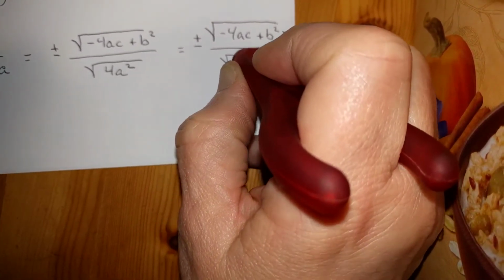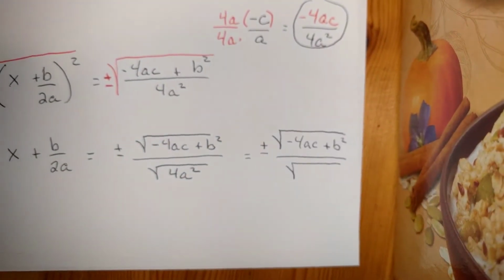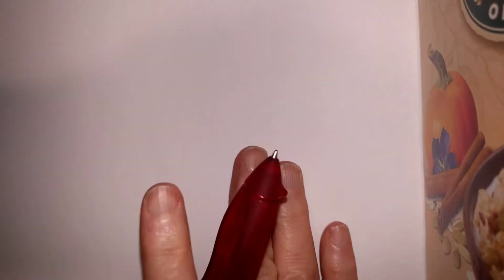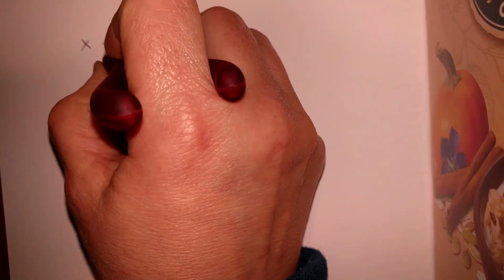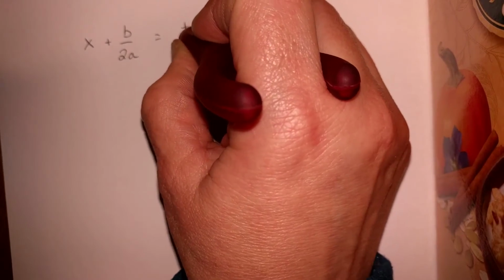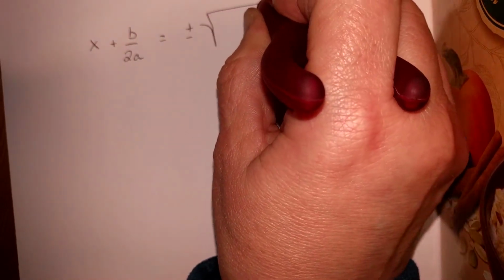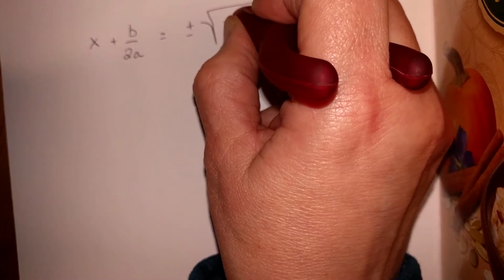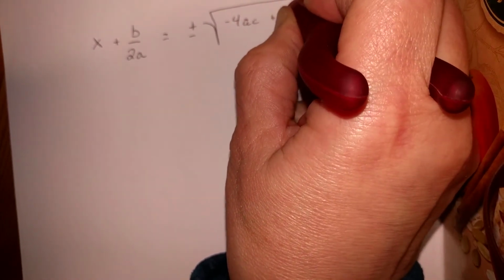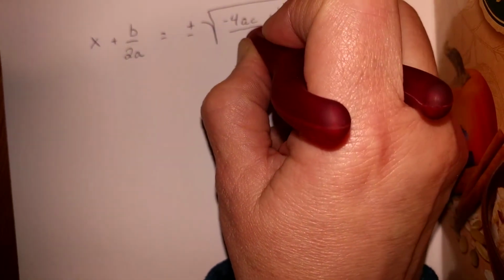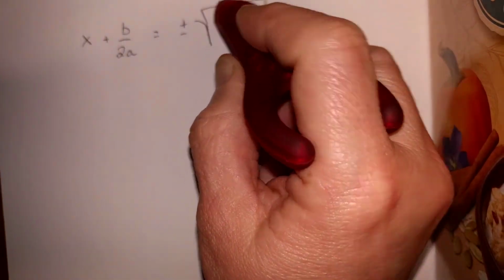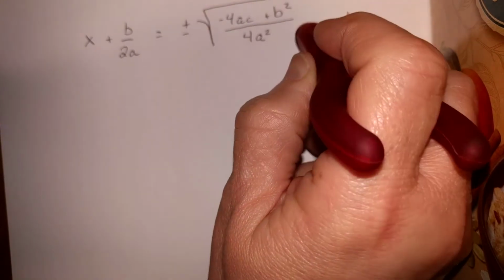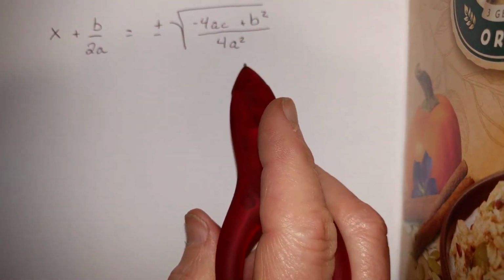Oops, darn. So we're going to try that again. So now I have x plus b over 2a equals plus or minus the square root of negative 4ac plus b squared all divided by 4a squared. Please notice this radical sign is over the whole thing, the numerator and the denominator.